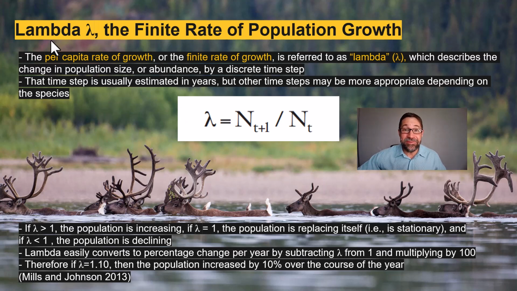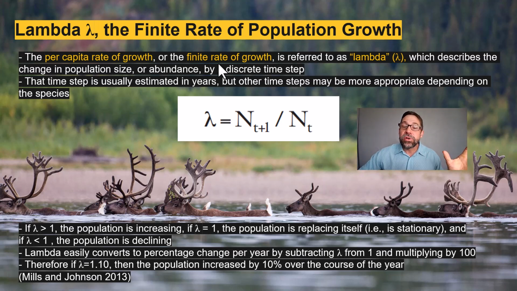So let's make sure that we've got our heads wrapped around this. Lambda refers to the per capita population growth rate. It's also called the finite rate of population growth because lambda refers to the change in population abundance over one discrete time step. So it's finite. That time step is usually estimated in years, but other time steps may be more appropriate depending upon the species.